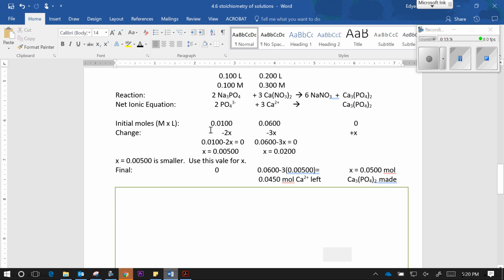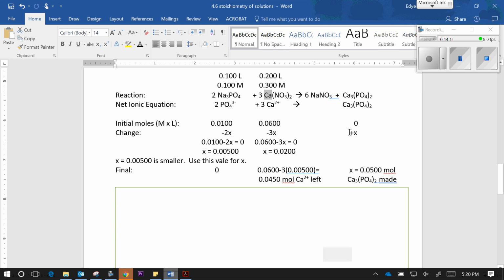We find that the phosphate is completely gone. Note that the sodium ions are not gone. Sodium is still around. It was a spectator. It did not react at all. But the phosphate ions, if I could highlight just those phosphate ions, they are gone, 0. The calcium ions now, there's some of those left. I plug the smaller x into this equation, I solve for what is left, and I get 0.0450 moles of Ca2 plus left.